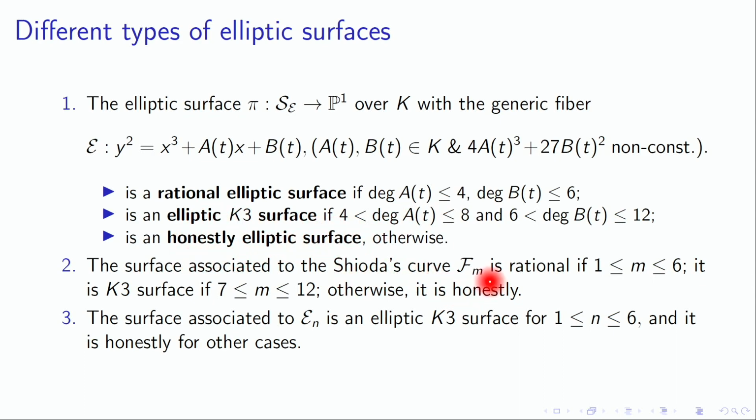For example, for the Shioda curves, for M between 1 and 6 we have rational elliptic surfaces, for M between 7 and 12 we have K3 surfaces, and otherwise we have honestly elliptic surfaces. For our family, E_N, it is actually an elliptic K3 surface for all N between 1 and 6, and for larger integers N we have honestly elliptic surfaces.